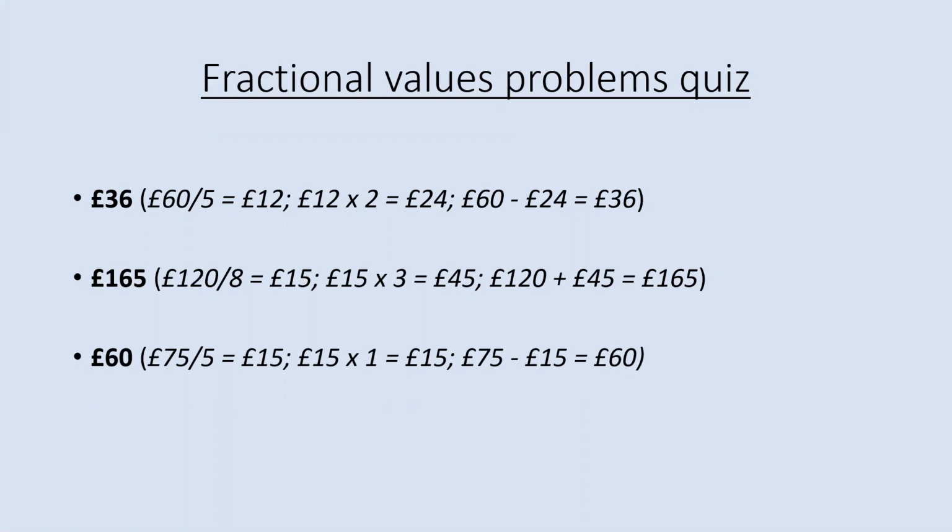And Shelley, after reducing her bike by 1/5, was now selling it for £60. So £75 was the starting price. £75 divided by 5 equals 15. 15 times 1 equals 15. 75 take away 15 means that the bike is now selling for £60.